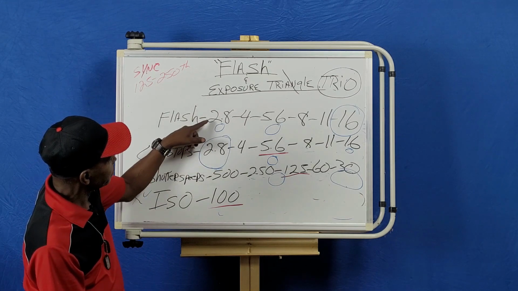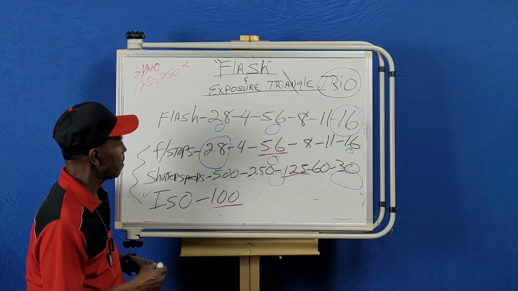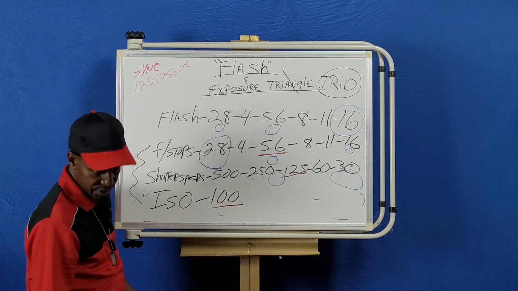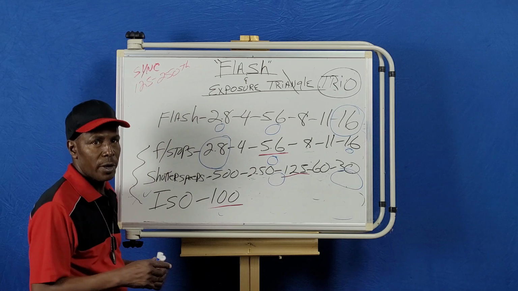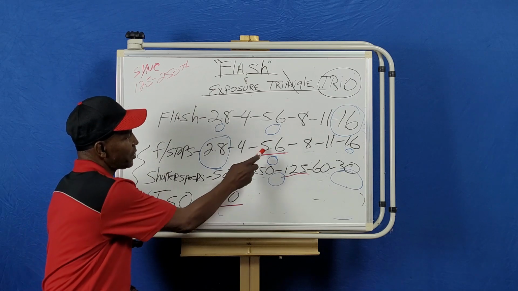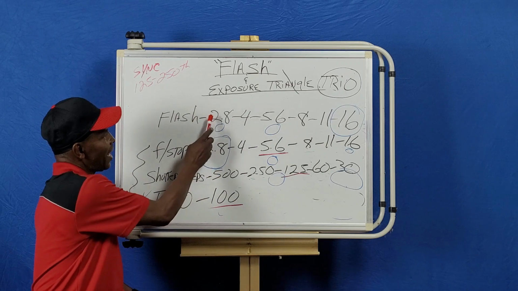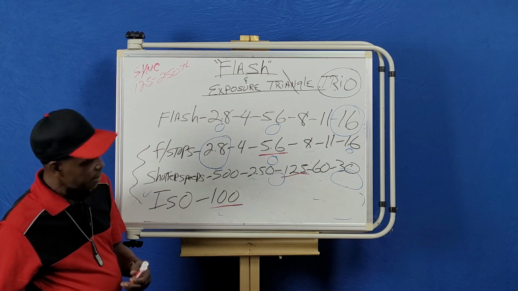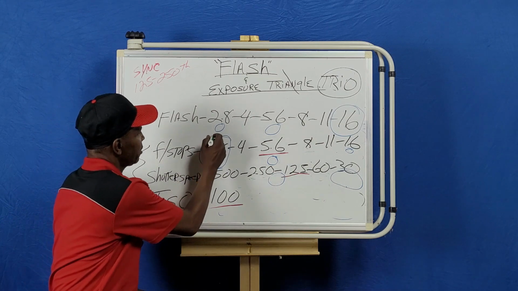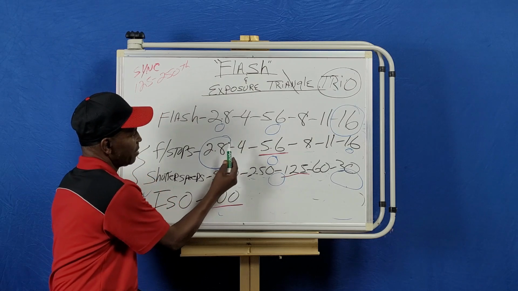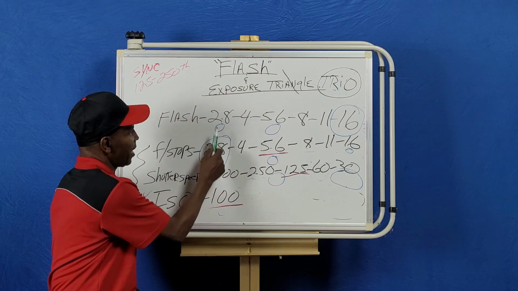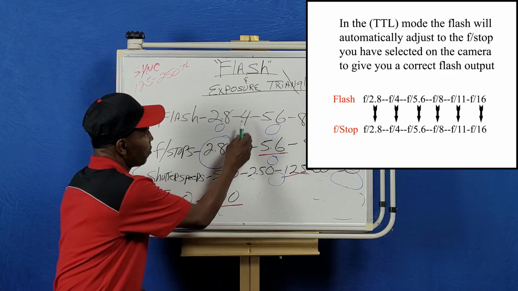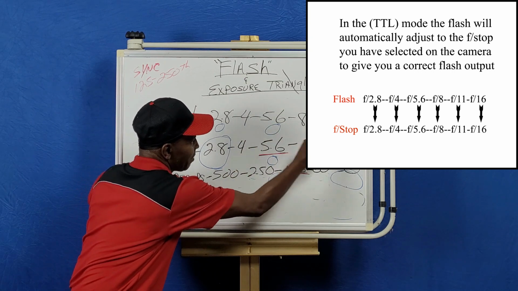Now, let's say you're at 5.6 in red, and you wanted your flash to be one stop brighter. You're at 5.6. You want your flash to be one stop brighter. Now, if you just went here, f-stop is at 2.8, flash at 2.8. That's kind of like shooting on TTL. It's even light. F4, F4, 5.6, 5.6, 8, 8, 11, 11, 16, 16.